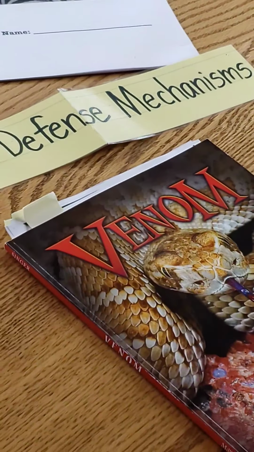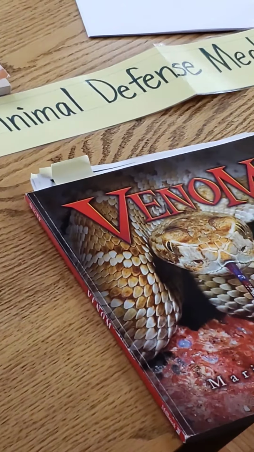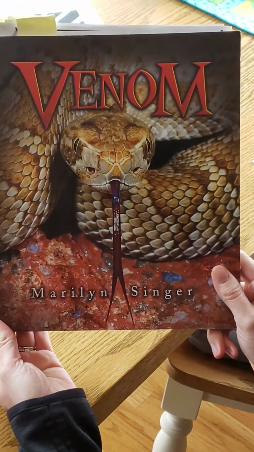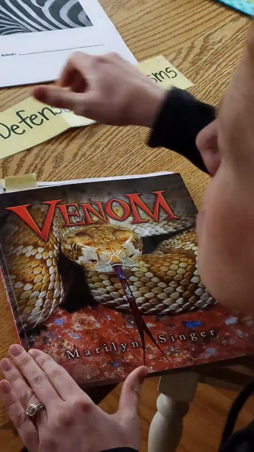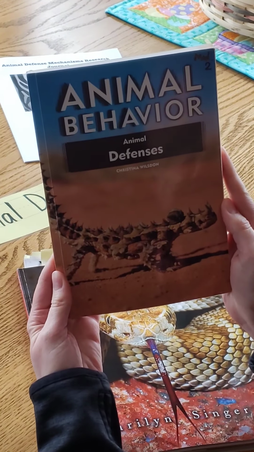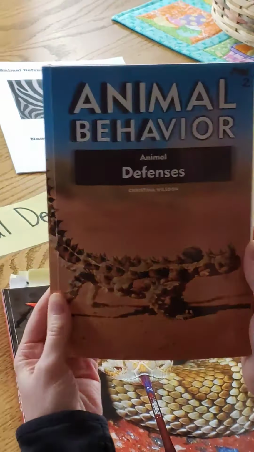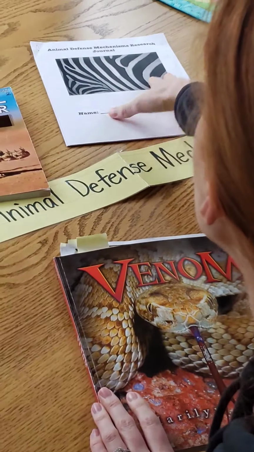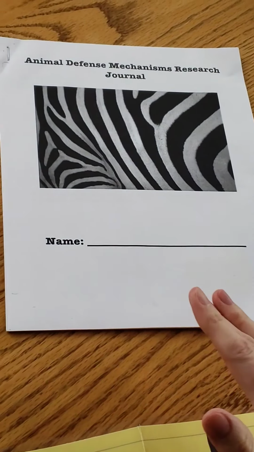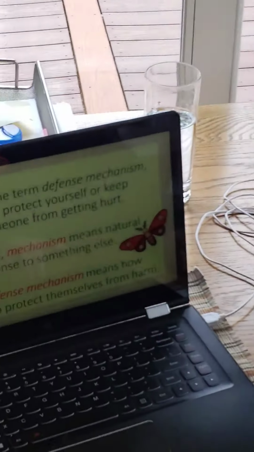All right. These are the materials that you're going to be using for the Animal Defense Mechanism module. This is the read aloud book called Venom. Looks kind of scary. We have another book. There's an interesting creature on here, some sort of a lizard. Some of you know all about that. And this is the journal you would have had if you would have been in school, but what we're going to do is all the materials I'll just be putting up on the internet.